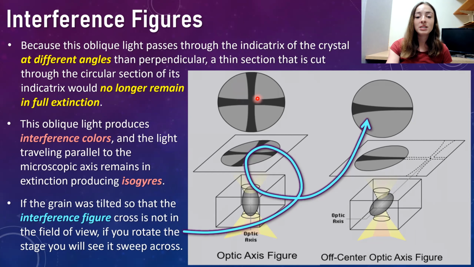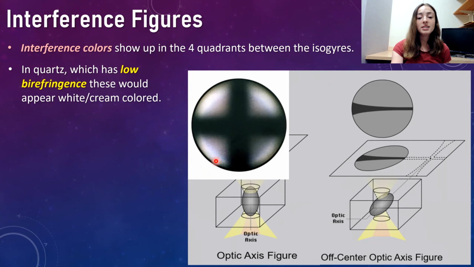So what you'll have is this black cross because that represents the light that's still in extinction. And then you'll have these four quadrants on the outside of this black cross that are interference colors. So they're not black, they're actually showing the colors produced by the oblique light passing through your thin section. And if the grain is tilted so that your interference figure cross is not centered in the field of view, as shown here, you can rotate the stage until it sweeps across basically to find the center of your cross. This looks like this example here.